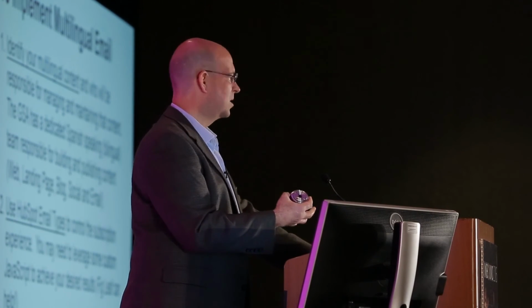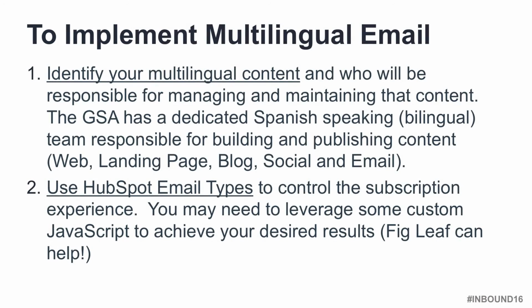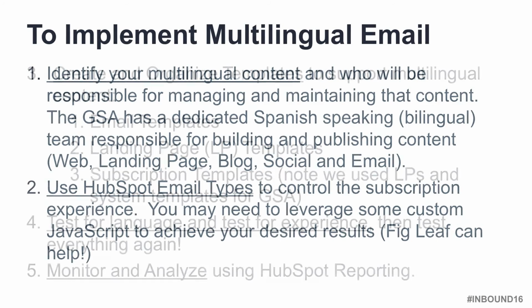With the new HubSpot multilingual page tool, you can quickly create landing pages and web pages that are multilingual, but you still need to translate that content. There's no good automated way to do that. You could use translations.com or some of the other third-party tools to translate that for you. In this case, they actually do all of their own language translation. Then you want to use the email types to control the subscription experience, and again, use JavaScript if you need to get around some of the hurdles here.